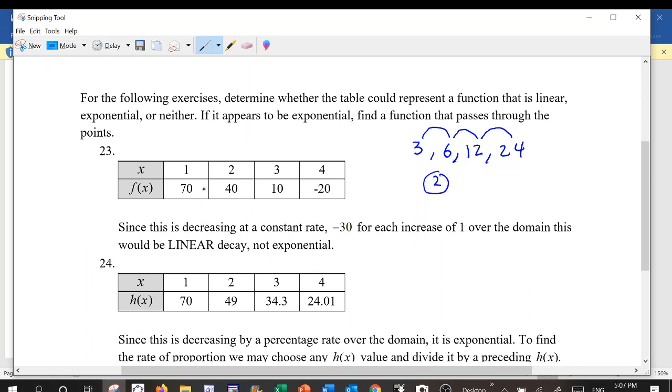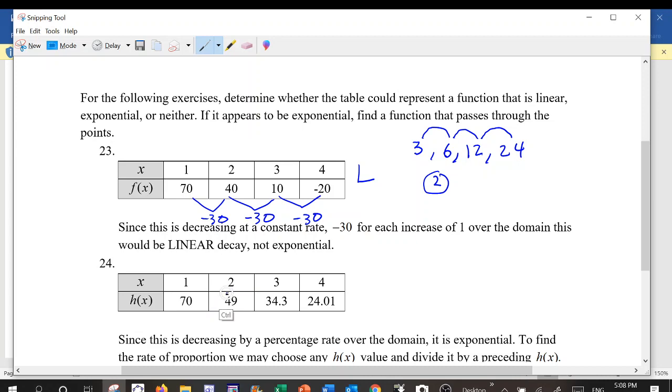Do we have an exponential situation here? Well, no, because if you divide, you don't get the same number. 40 divided by 70 is not the same as 10 divided by 40. Now, linear is when we take the differences and the differences are the same. What's 40 minus 70? Negative 30. What's 10 minus 40? Negative 30. What's negative 20 minus 10? Negative 30. So this one is linear. It's not exponential. You start with a certain number and keep subtracting 30. You're not multiplying.